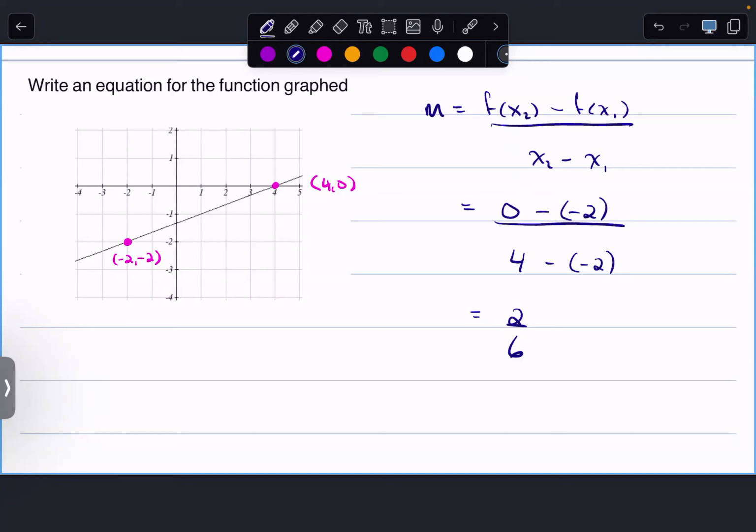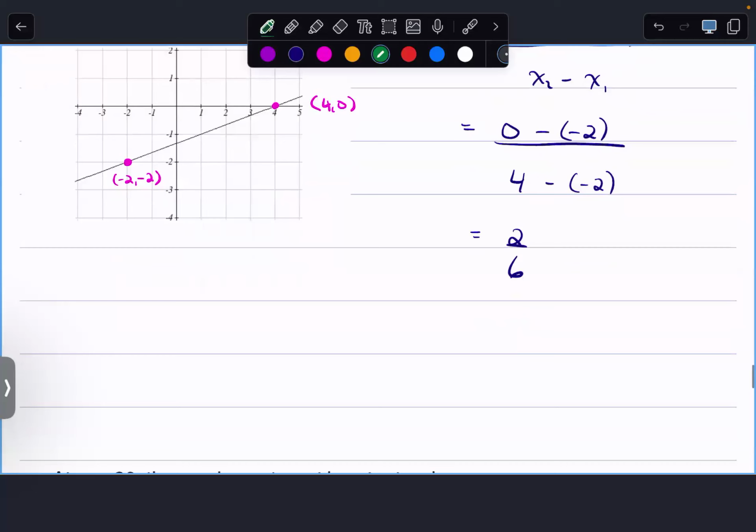You can reduce it. I'm going to keep it as 2 over 6. Doesn't matter. So if you want to, go ahead. But they're the same number. It's just how you write them. And so I'll make a note here. You can reduce this or leave it as is. I'll leave it as is, just to show you. Okay.